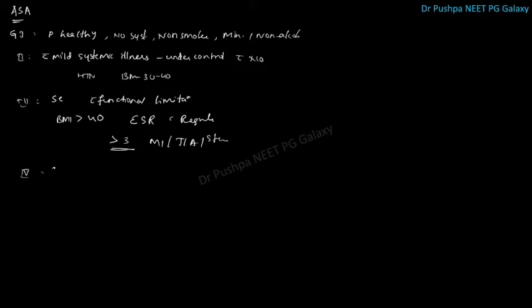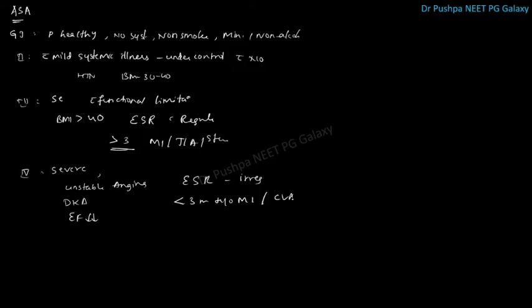Grade 4 is severe systemic illness, which is a constant threat to life of the patient. Examples are unstable angina, diabetic ketoacidosis, severe reduction of ejection fraction, end stage renal disease with irregular dialysis, and within 3 months history of myocardial infarction, cerebrovascular accidents, transient ischemic attacks or stents. Grade 5 is moribund patients, unlikely to survive without surgery.